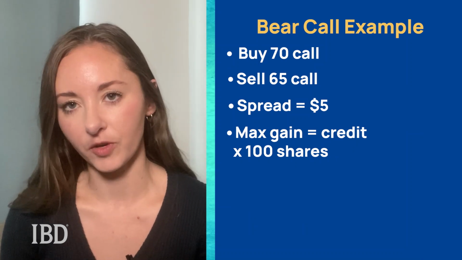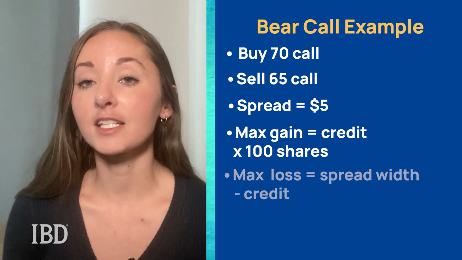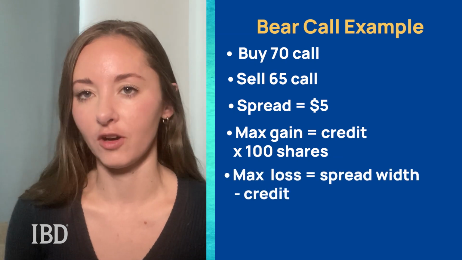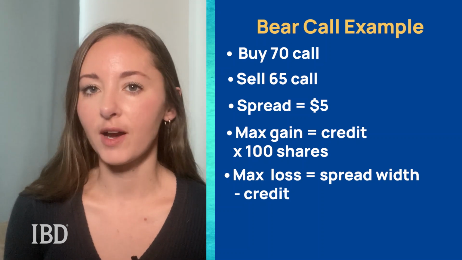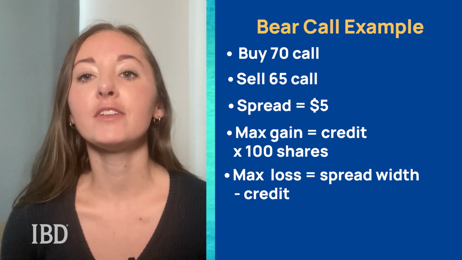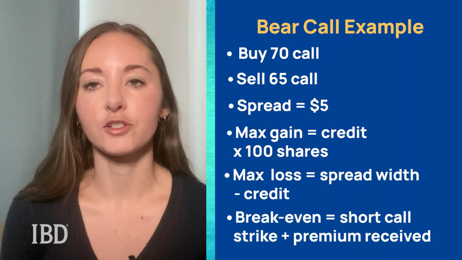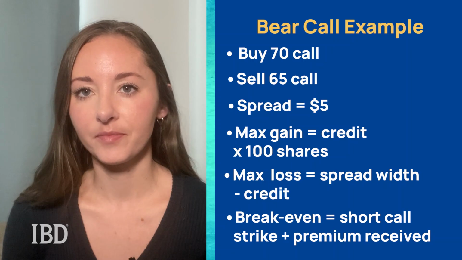So the maximum gain would be $100 per contract if the stock price is below the short call at expiration. The maximum loss would be $400 if the stock price is above the long call at expiration. Take the spread width minus the premium received and you have your max loss. The break-even point would be the short call strike plus the premium received.